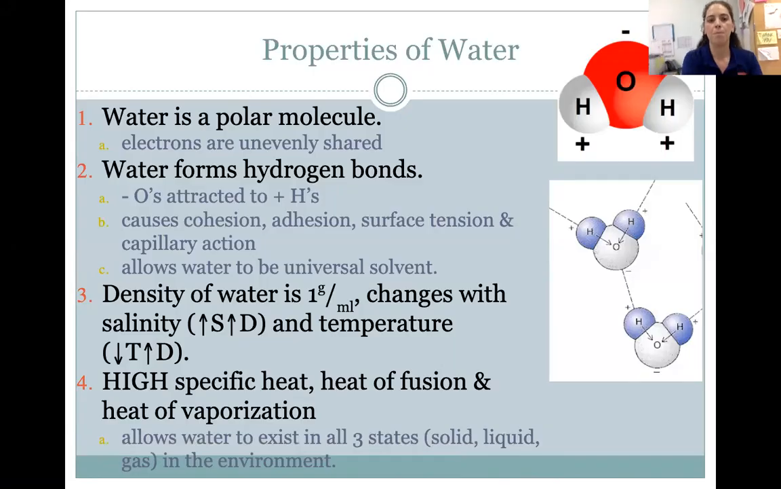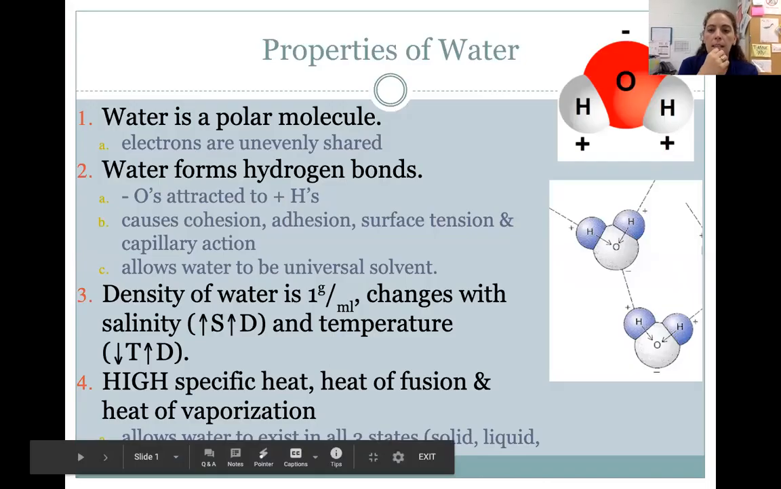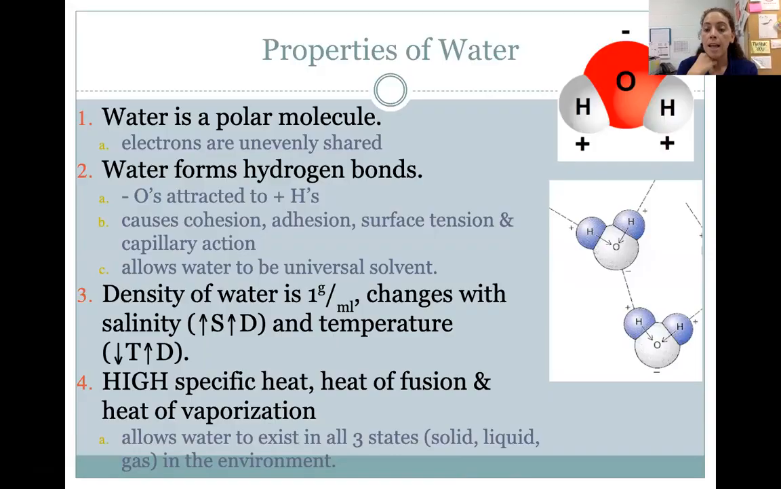All right, water is a polar molecule, which means the electrons are unevenly shared. And a lot of this today should probably be a review from either chemistry or IPC. So again, water is a polar molecule, electrons are unevenly shared, which gives water a bit of a charge. The oxygen is slightly negative because it has more of those negatively charged electrons, and the hydrogens are positive.